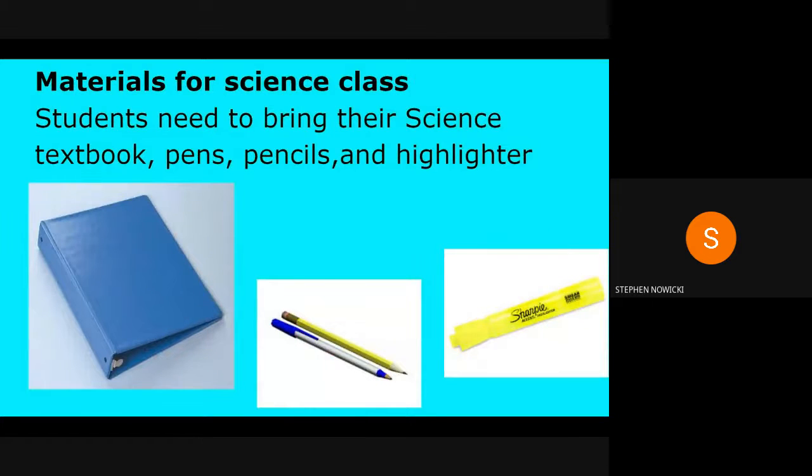Now, materials that students need to bring to class. Obviously, the textbook, pens, pencils, a highlighter, and possibly later on a black Sharpie, but I will let them know ahead of time when they would need that.